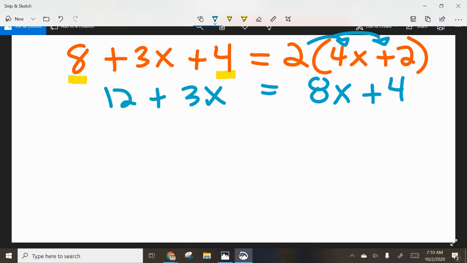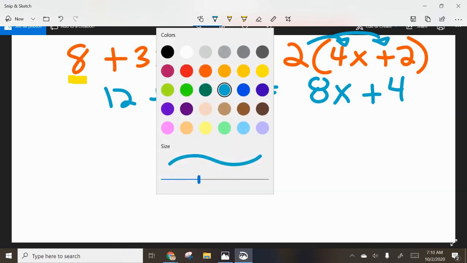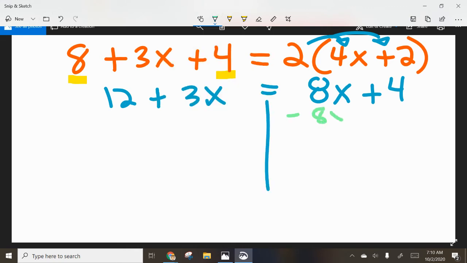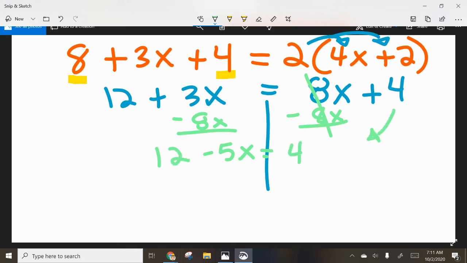plus 3x. Now, I always tell you letters to the left. Let's go ahead and subtract 8x to both sides. All right, this cancels out. I get negative 5x. Don't forget your 12 over here. And don't forget your 4 over here. All right, next step. Subtract 12 to both sides. All right, so now I have negative 5x equals negative 8.